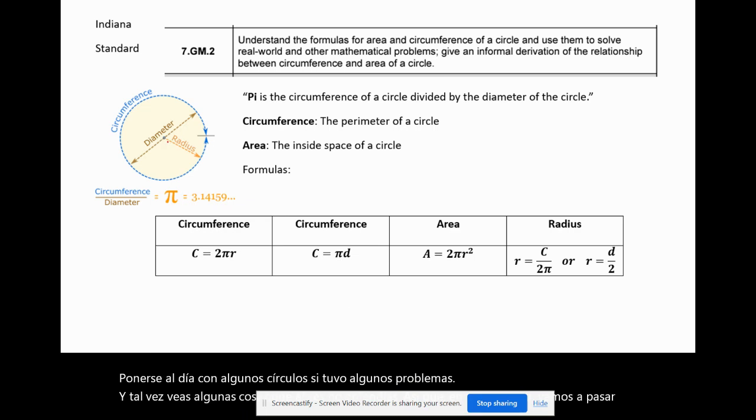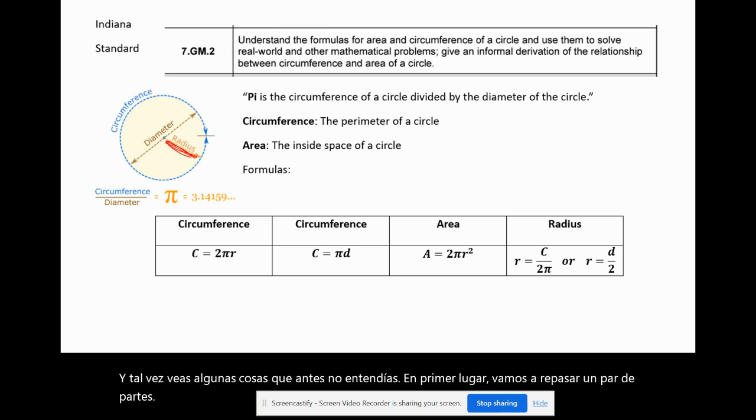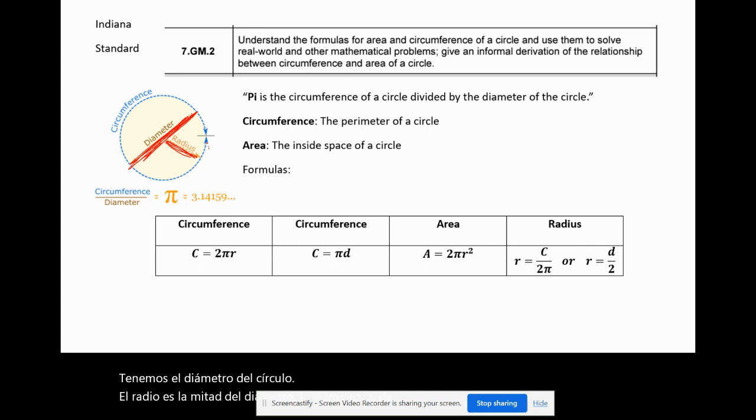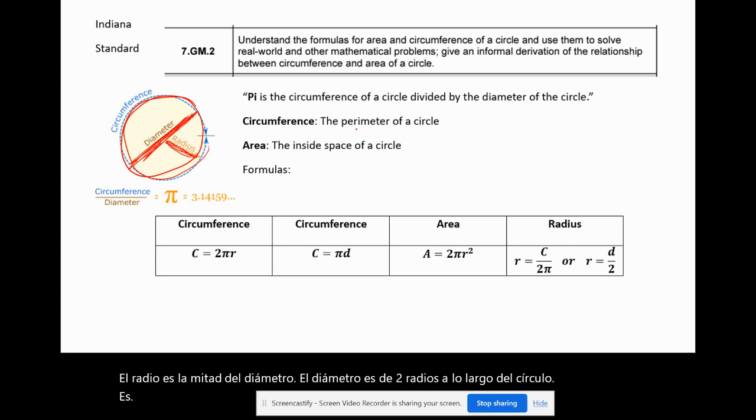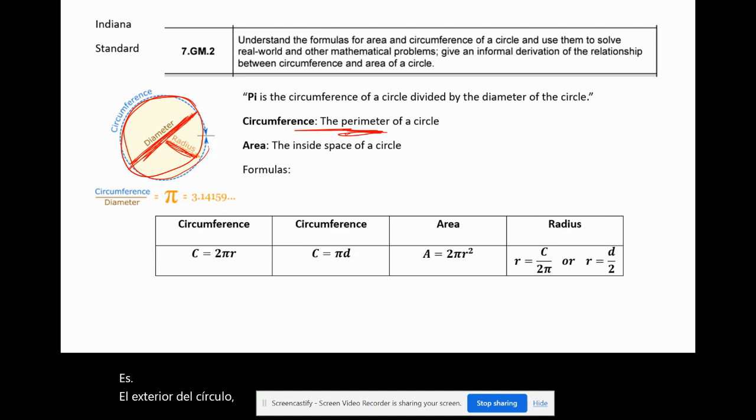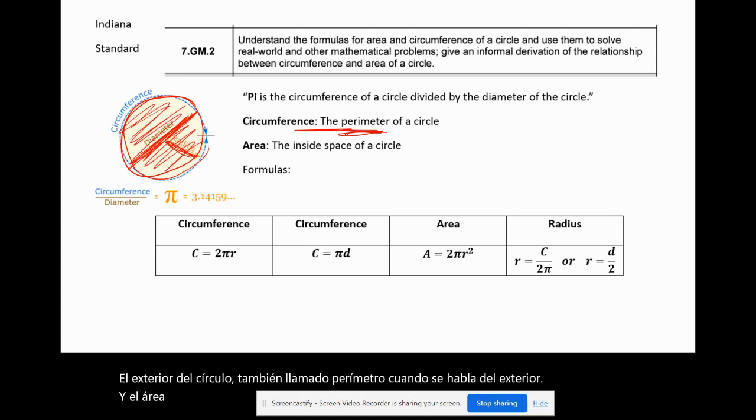Okay, so we have the radius of the circle. That's the distance from the center to the outside. We have the diameter of the circle. The radius is half of the diameter. The diameter is 2 radii across the circle. Circumference is the outside of the circle, also called perimeter when you talk about the outside. And the area is if you shade in the whole circle. Those are important vocabulary words.